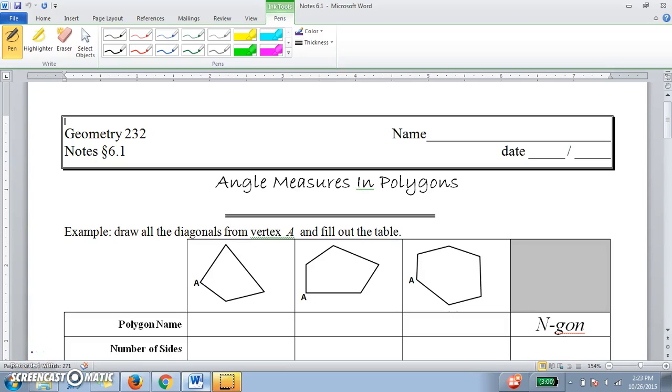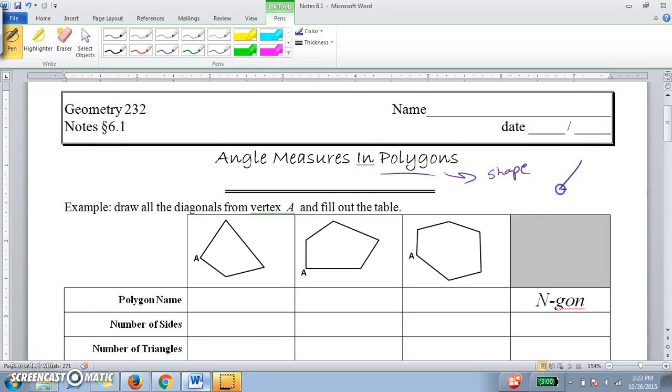This is Geometry, section 6.1, Angle Measures in Polygons. So we've seen the word polygon before. Polygon is just a fancy word for a shape. So we've talked before about how a triangle, the angles in a triangle, talking about angle measures today, the angles in a triangle we know add up to 180 degrees.